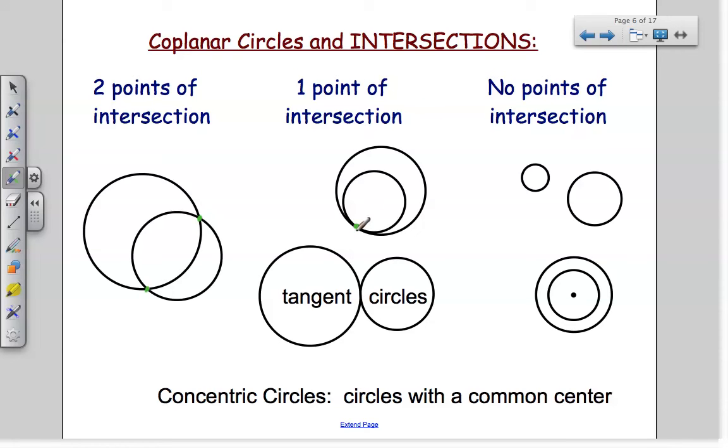That happens if one circle's inside the other and they only hit at 1 point. It also happens if the circles are touching at 1 point, being kind of next to each other in this case, and they're called tangent circles. Remember that tangent means you only touch at 1 point, and so these are called tangent circles.